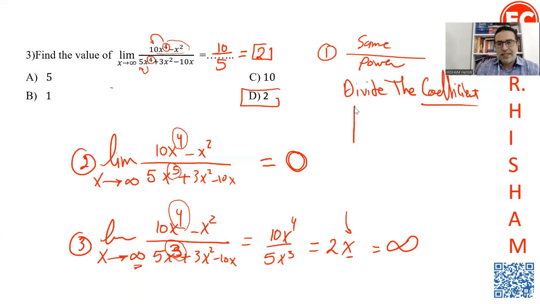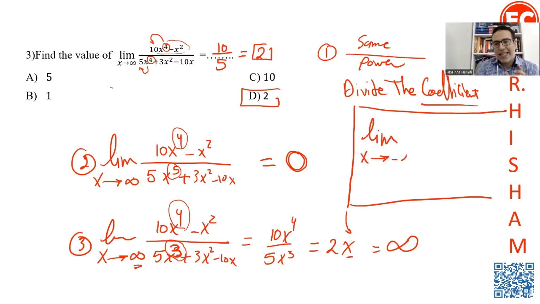One of the students is asking, what if the limit is to negative infinity? The limit to negative infinity in the first and the second case will not change. The answer will be the coefficient. But in the third case, limit when x tends to negative infinity, whose simplest form is 2x, I'm going to replace x with negative infinity, so the answer here will be negative infinity.